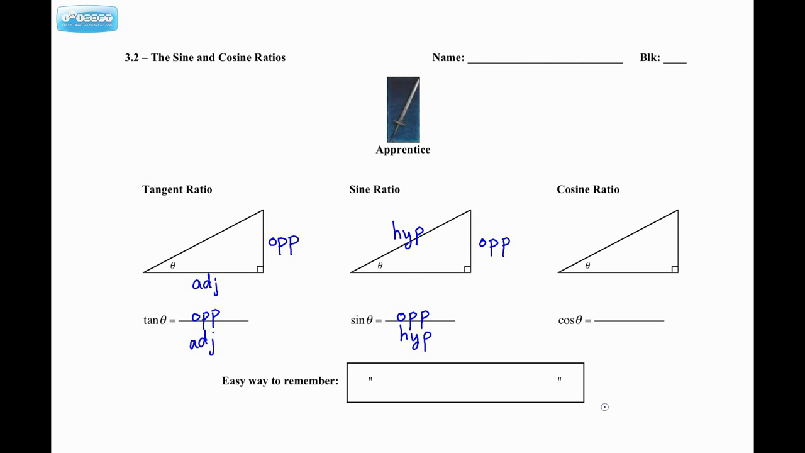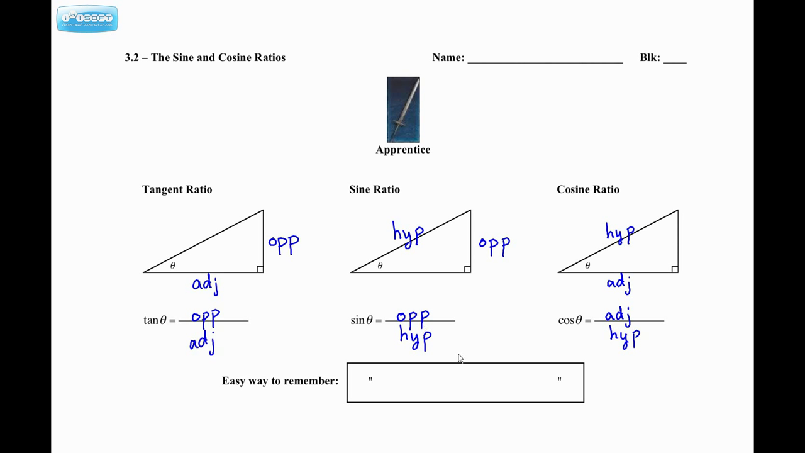That's all. And the cosine ratio, well, you can probably guess which combination of two sides we have not used yet. Well, we haven't used the adjacent together with the hypotenuse. That's the only combination we haven't done, and that is what cosine is. It's the adjacent divided by the hypotenuse. All right, so it does not use the opposite.